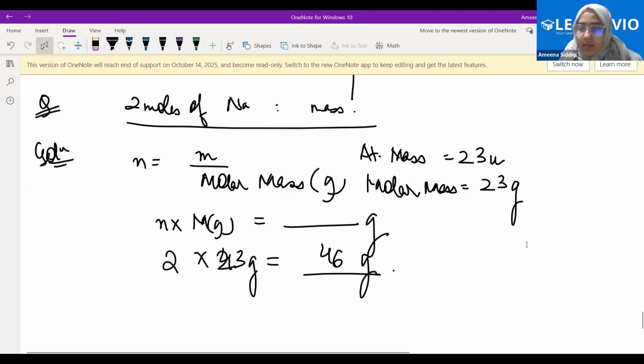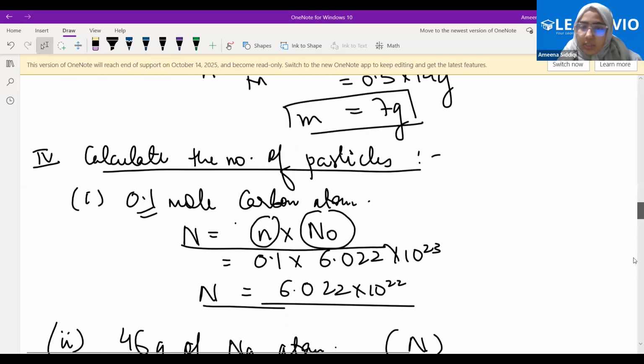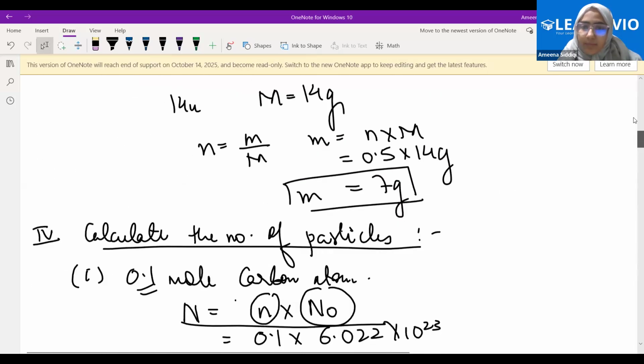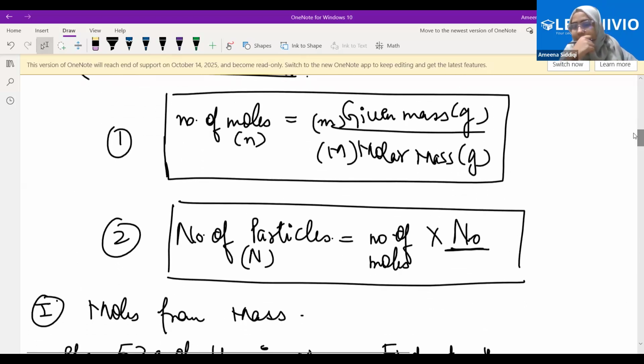Okay, so I'll quickly show you the 2 formulas that we are using in mole concept. Those are the only 2 formulas that we are using. If you want to note them down, you can note them down. Then we'll start with the revision of this chapter.